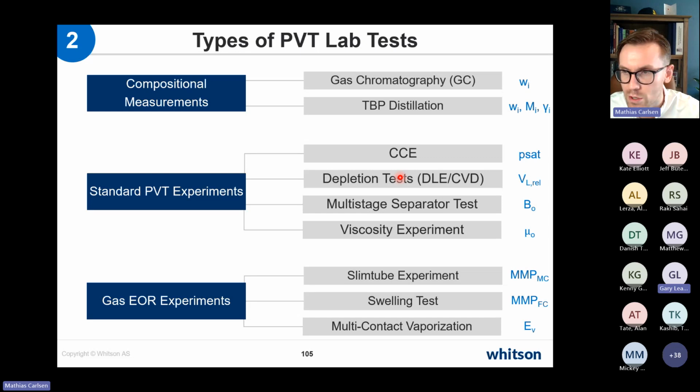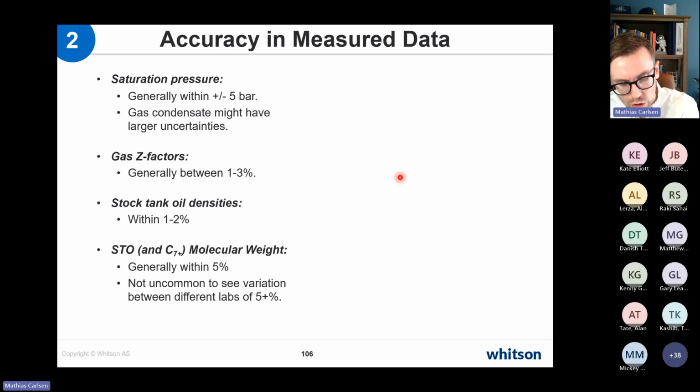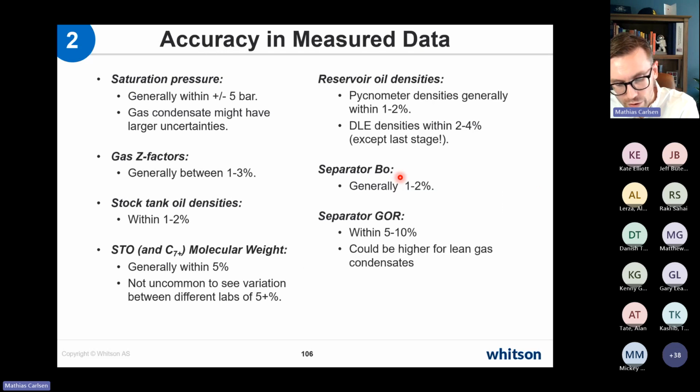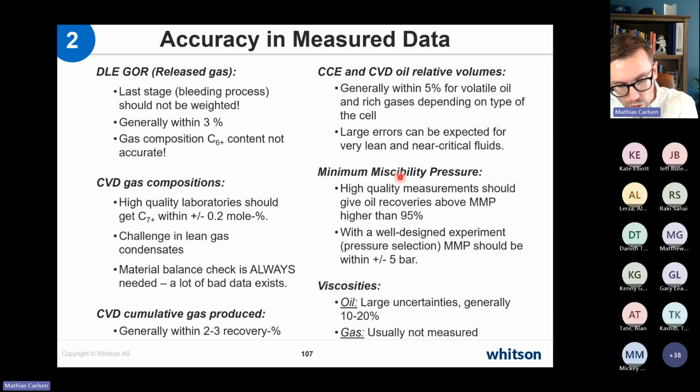There are a couple of slides here meant for reference, just on the uncertainty of the different experiments, that you can keep for later. But just note that oil viscosity is typically one of the hardest things to model, and has probably one of the largest uncertainties of all the laboratory measured quantities, together with composition.